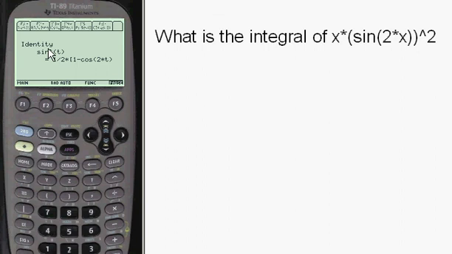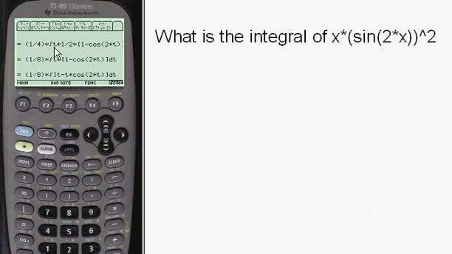Well, here's an identity already. Sine squared of t is equal to 1/2 times the quantity 1 minus cosine of 2t. Okay, it's in the back of your calculus book. And then we do the calculations.